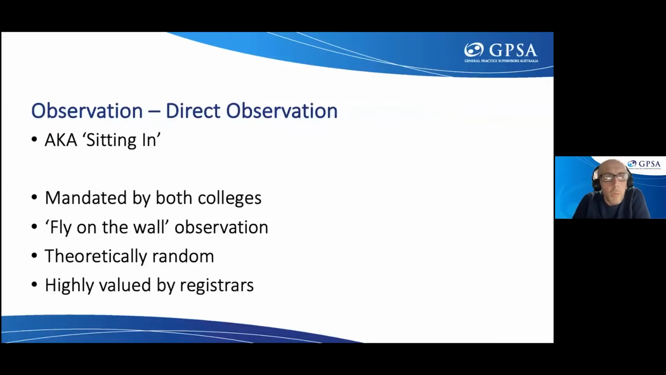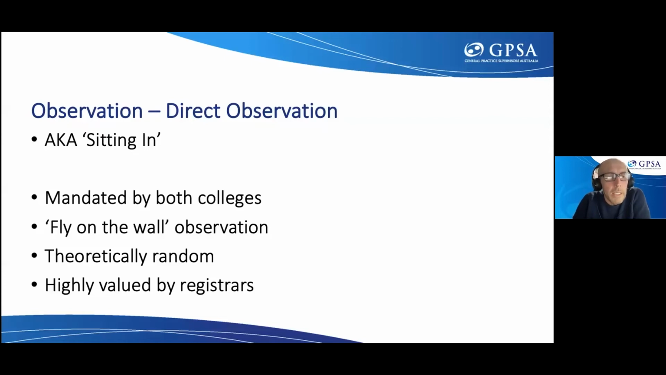So we'll start off with direct observation. So also known as sitting in, we call them direct observation visits. GPECs, they've been called medical education visits, and obviously ECTVs, there's a whole bunch of names for them. But I always remember them as being sitting in with my supervisor, sitting in with me when I was a registrar. Both colleges mandate it to some degree. So both ACRM and the RCGP mandate it as part of training. Often that's seen as, for some registrars, the reason for doing it.